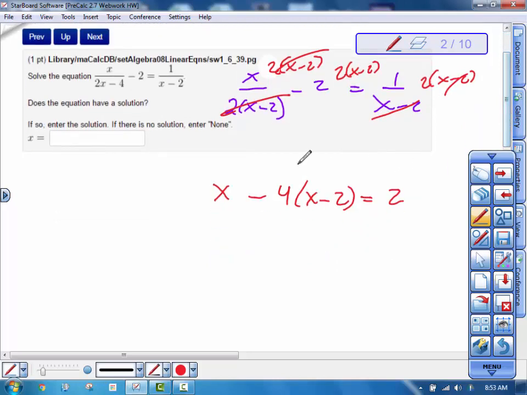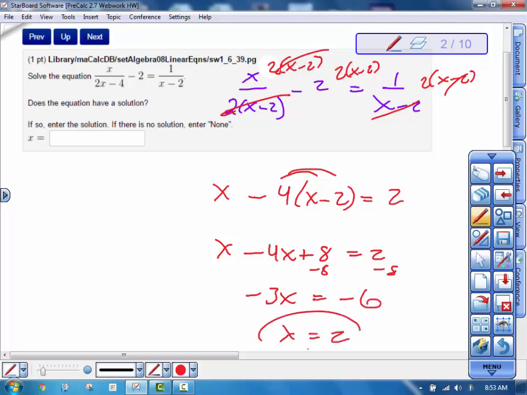So now I'm set up with a linear equation. x minus 4x plus 8 equals 2. That'll be negative 3x. And if I subtract 8 from both sides, it gives me negative 6. So x equals positive 2. We do need to check to make sure it works, and that is undefined, because it gives me undefined in the bottom. So there'll be no solution. This solution right here is extraneous. Okay? There is no solution.